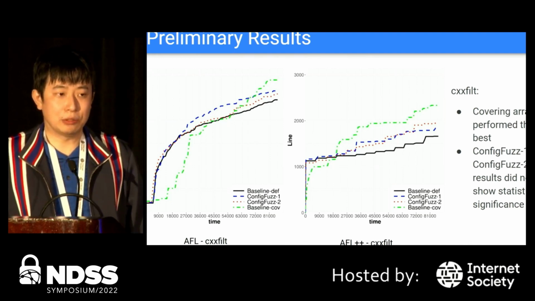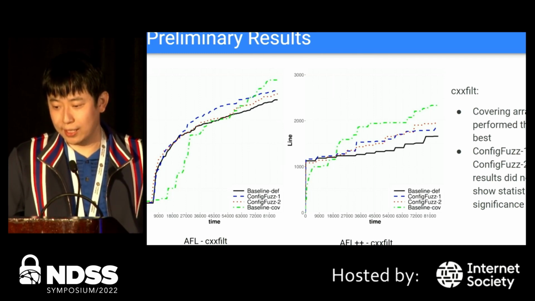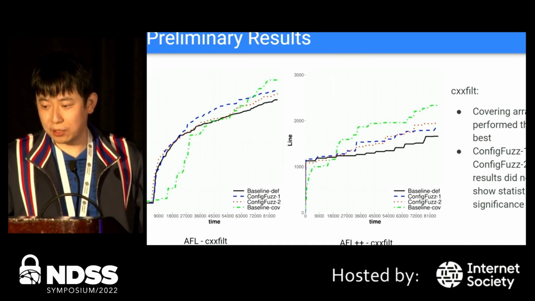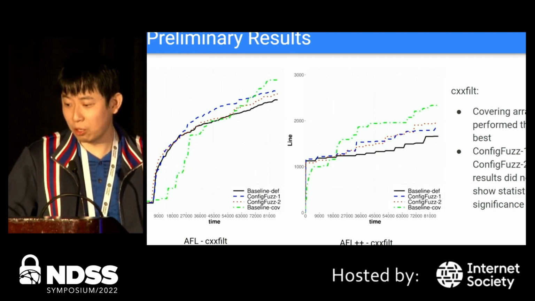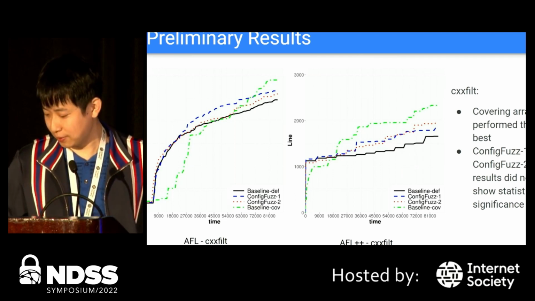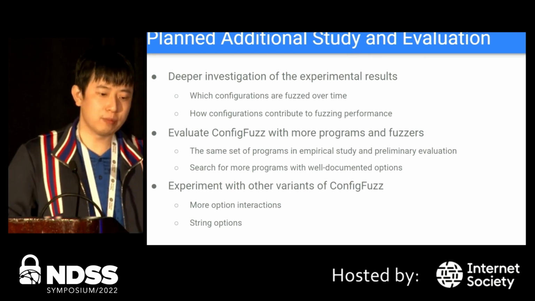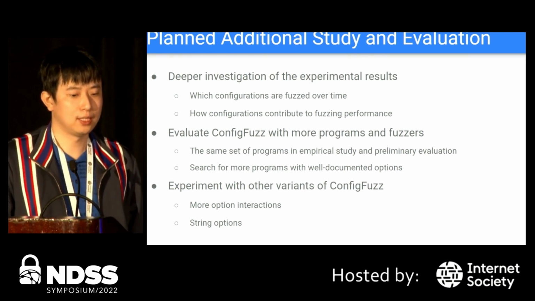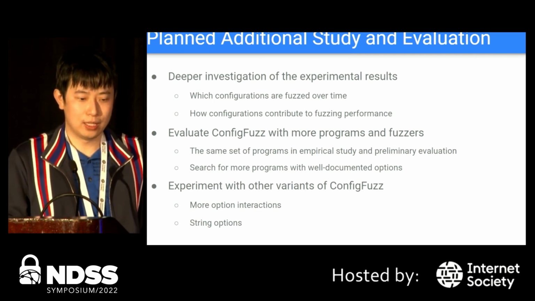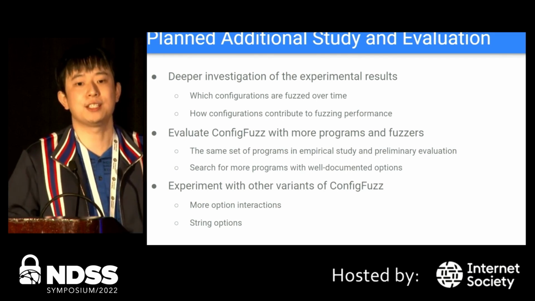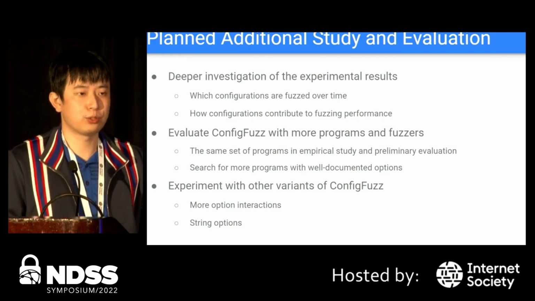This motivates us for a deeper investigation of the result, because currently with our idea of ConfigFuzz, we don't clearly know what causes this observation on the second program. So what we plan to do is to perform a deeper investigation of those results. For example, we want to figure out which configurations are fuzzed over time, how many times the configurations have changed during fuzzing, and how the configurations contribute to the fuzzing performance.